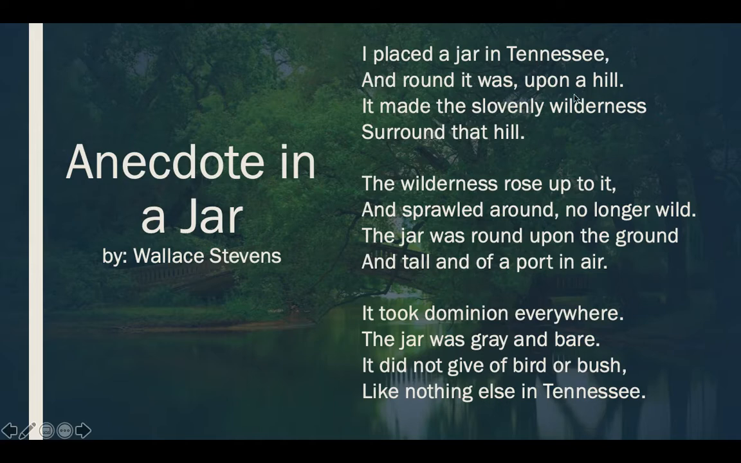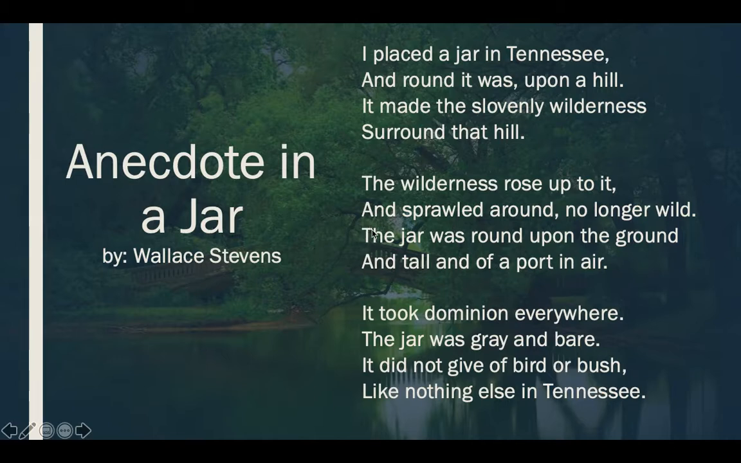Because I placed a jar in Tennessee, and round it was upon a hill. It made the slovenly wilderness surround that hill. So now it's patterned, because now everything is dependent on the placement of the jar. The wilderness rose up to it and sprawled around, no longer wild, because it's been contained, right? And again, it's why I read this as the understanding of the influence that language has on us. Because once I give it a word, I control that sensation. Right? No longer wild.